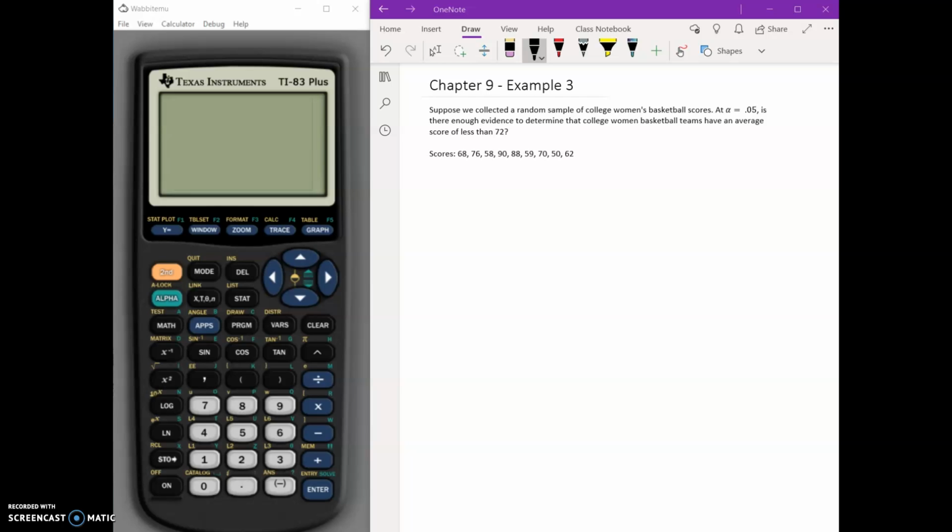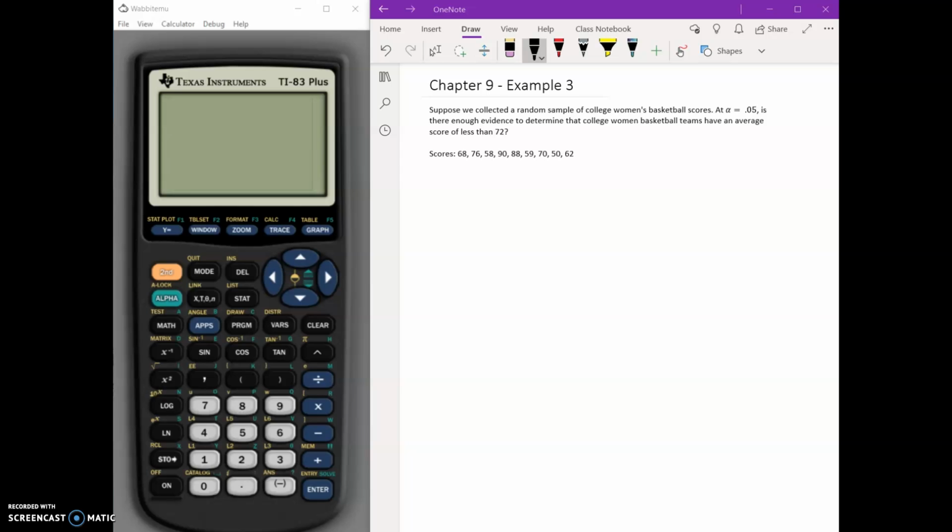Let's take a look at a third example of hypothesis testing. Suppose we collected a random sample of college women's basketball scores at alpha equals 0.05. Is there enough evidence to determine that college women basketball teams have an average score of less than 72? Below we have the scores that we have collected of these various games.